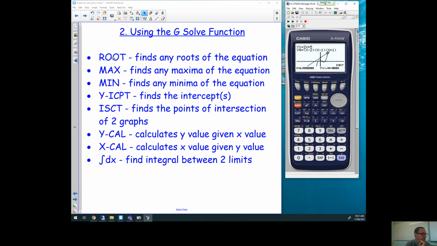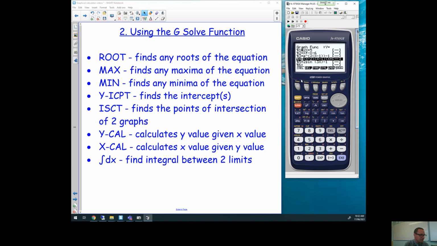Okay, so I've covered here so far root, max, min, y-intercept, and intersection point. There's two other things which are y-cal and x-cal. Now you'll notice if you select here, they don't come up as options. So you've got root, max, min, y-intercept, intersect, but then there's an option to go right. So if you click this button, it will move right, and then you've got three more options there. So y-cal, x-cal, and an integral. Okay.